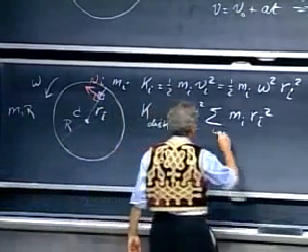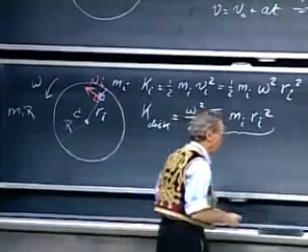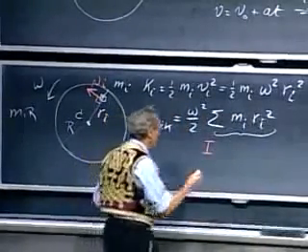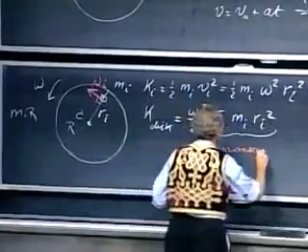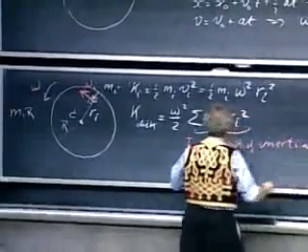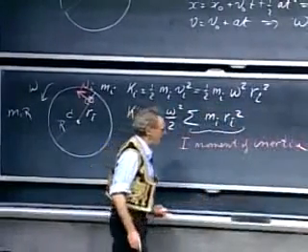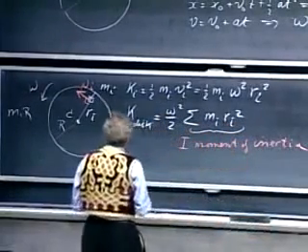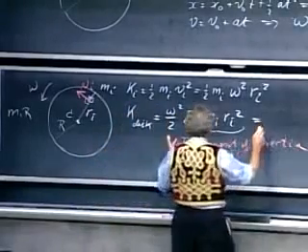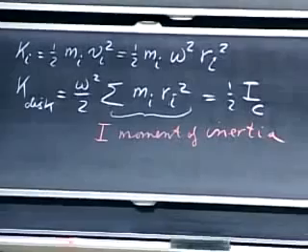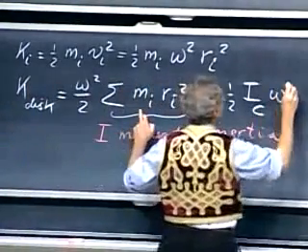And this now is what we call the moment of inertia I. Don't confuse that with impulse, has nothing to do with impulse. And this is moment of inertia. So the moment of inertia is the sum of m i r i squared. So this can also be written as 1/2 I, I put a C there, you will see shortly why, because the moment of inertia depends on which axis of rotation I choose, times omega squared.